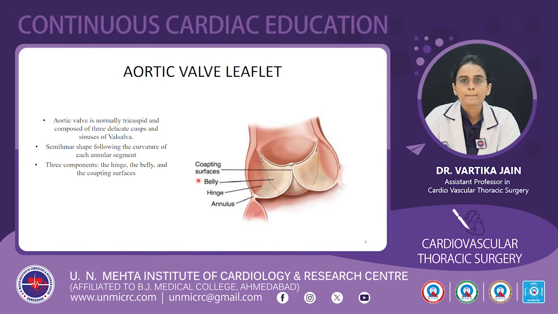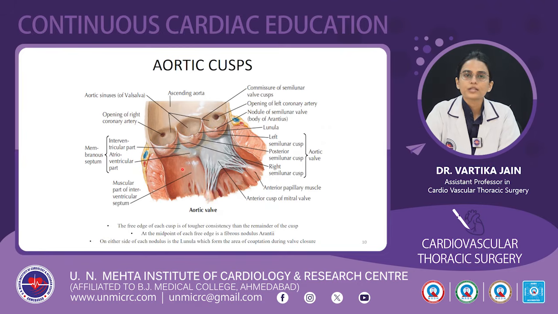So the aortic valve is normally tricuspid and is composed of three delicate cusps and sinuses of Valsalva. All the three cusps are semilunar in shape and they are composed of three components: the hinge, which corresponds to the attachment of each cusp to the aortic valve, the belly, and the coapting surfaces. So as you can see here, each cusp has a belly, a hinge, and a free edge.